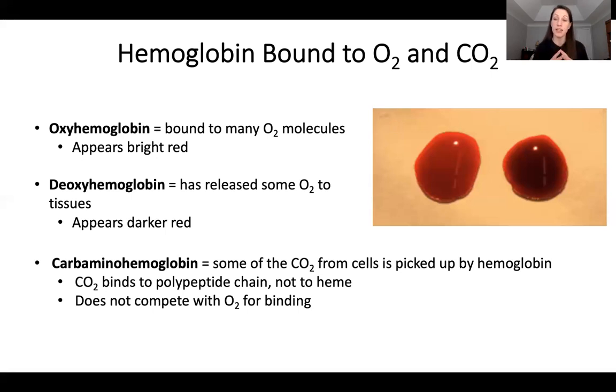But the carbon dioxide instead binds to the amino acids or the polypeptide chains, those 4 globin chains. That's where the carbon dioxide links on, which is why it's called carbaminohemoglobin, because the carbon dioxide is binding to the amino acids itself and not the heme molecule in the middle. So those are just some terminology to be familiar with, and it all comes down to what molecules are or are not bound to that hemoglobin at that point in time.